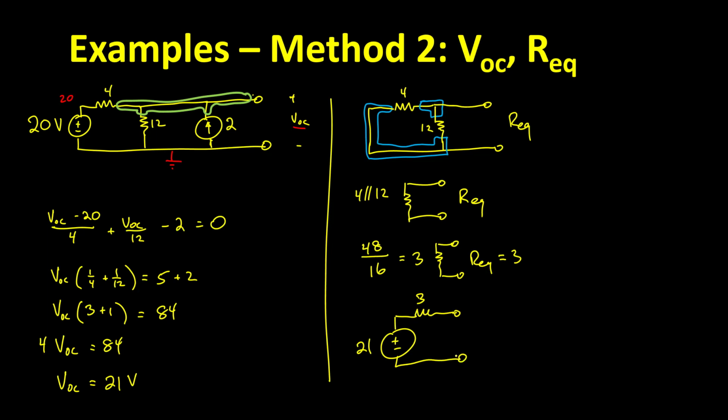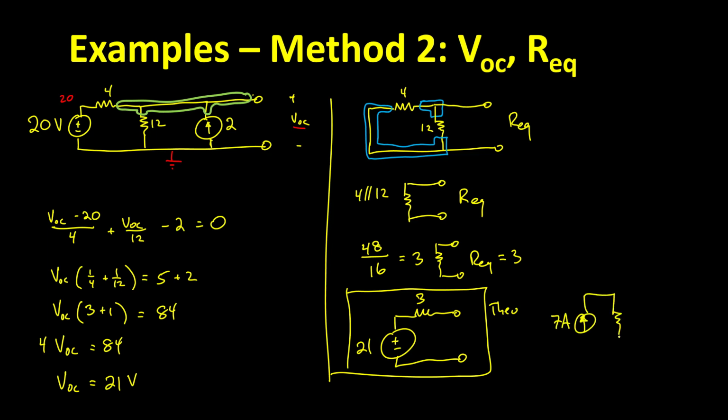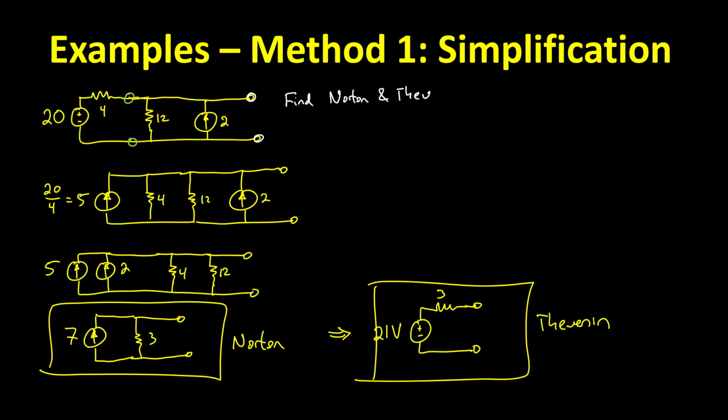And you'll notice that this, which is our Thevenin, we could do a source transform, divide the 21 by 3 to get our 7 amps in parallel with a 3 ohm resistor, for our Norton. This solution is the same as we derived previously using method 1.